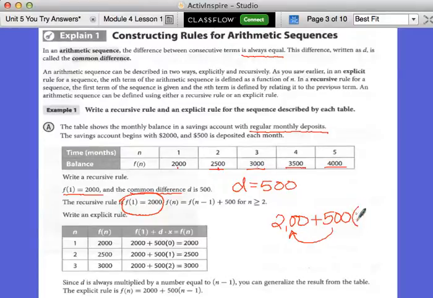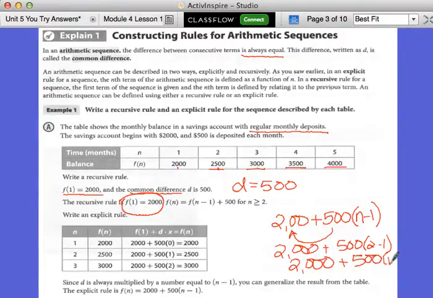So for n minus 1, what that means is, like for position number 2, if I take 2,000 and add 500 times 2 minus 1, that means that I'm taking 2,000 and I'm adding 500 times 1, which is 2,000 plus 500, which is 2,500. Okay? We are going to talk more about how to create these functions, but what I need you to understand is that for some sequences, you can always create recursive or explicit rules.